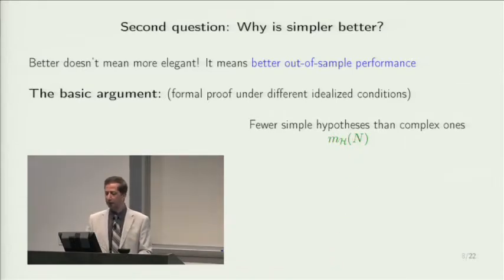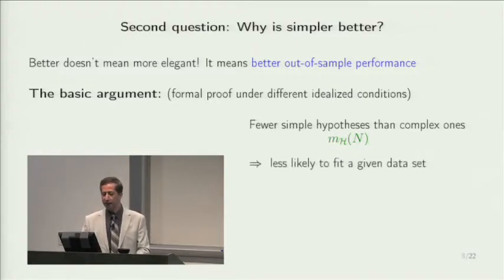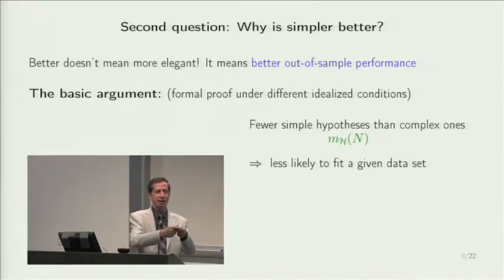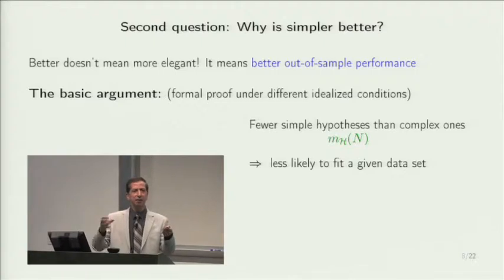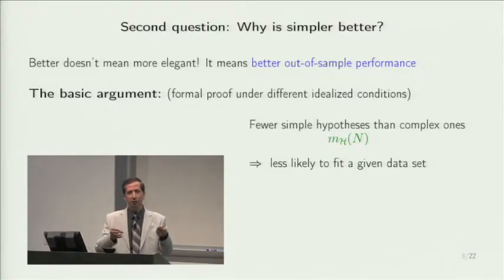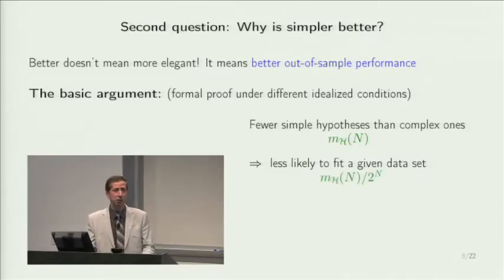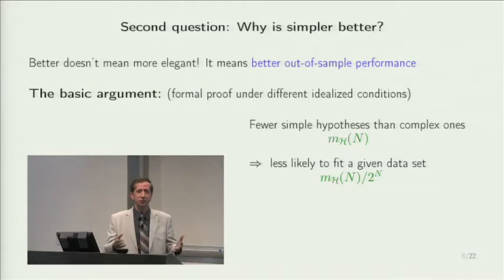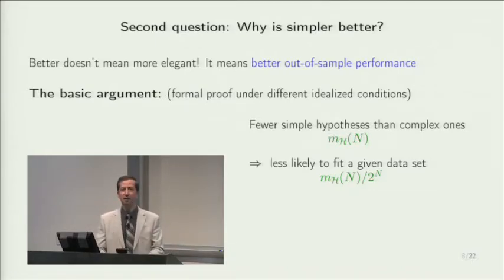So fine, fewer simple hypotheses than complex ones. Then what? The next thing is, because there are fewer ones, it is less likely to fit a given data set. That is, you have endpoints, and you are going to generate labels. Let's say you generate them at random, and you ask yourself, what are the chances that my hypothesis set will fit? Well, if it has few of those guys, obviously that goes down. And the probability, if you take it uniformly, is simply the growth function divided by 2 to the n. If my growth function is polynomial, then very quickly the probability of fitting a given data set is very small. Fine, I can buy that.